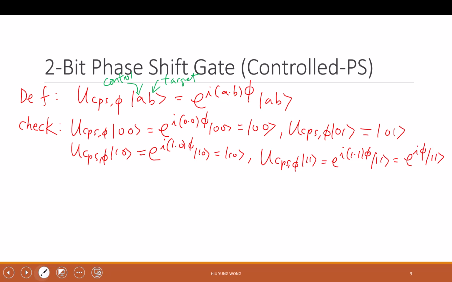And I hope that you are okay to see that this is the same as e to the power i phi |1⟩ tensor product |1⟩, which is the same as |1⟩ tensor product e to the power i phi |1⟩. Do you see that? And that is exactly what we are saying. If the first qubit, the control qubit, is 1, apply the phase shift gate. And the phase shift gate is what? Apply e to the i phi if this is 1, or apply 1 if this is 0. Right? So any questions? Yeah.